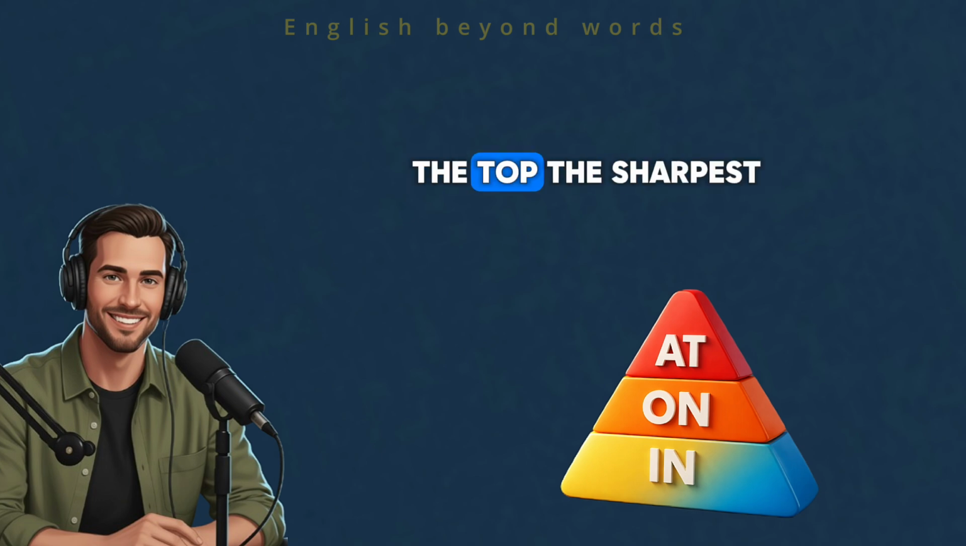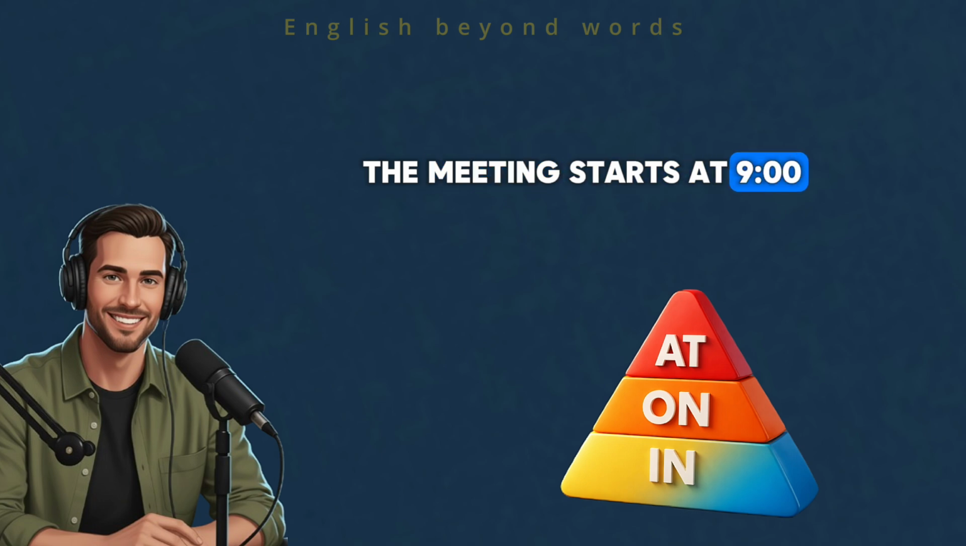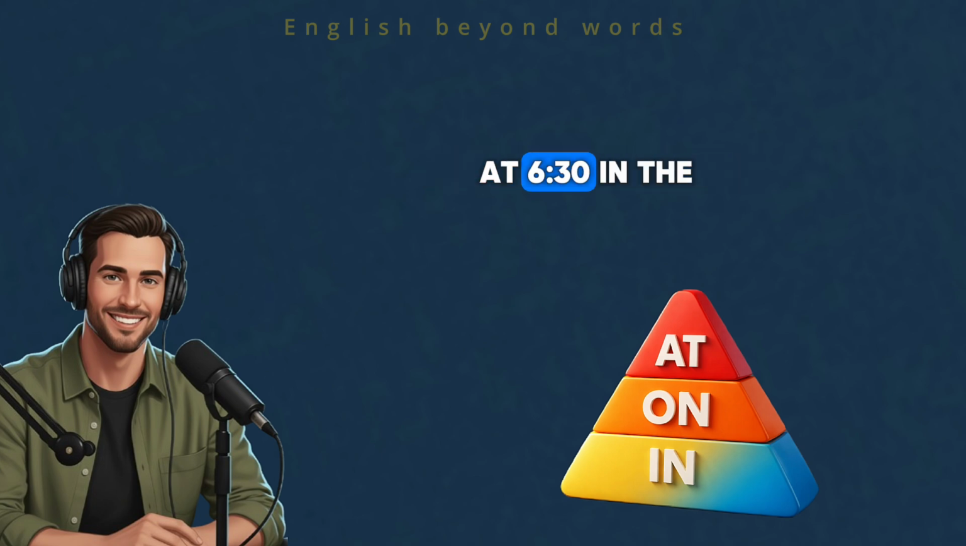Now let's go to the top, the sharpest, most precise point, at. We use at for exact times, clock times, specific moments. Listen carefully and repeat. The meeting starts at 9 o'clock. Now you. The meeting starts at 9 o'clock. Good. I always wake up at 6:30 in the morning. Repeat. I always wake up at 6:30 in the morning. Great. Lunch is served at noon. Your turn. Lunch is served at noon.